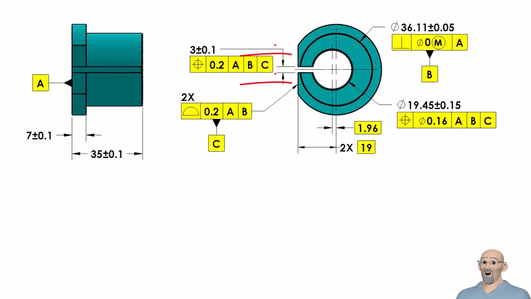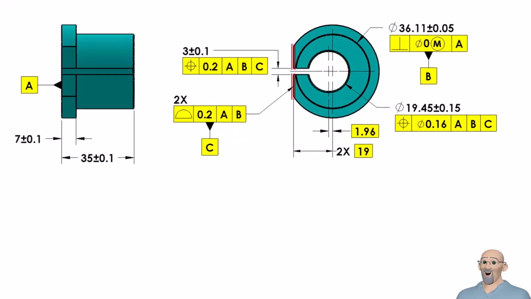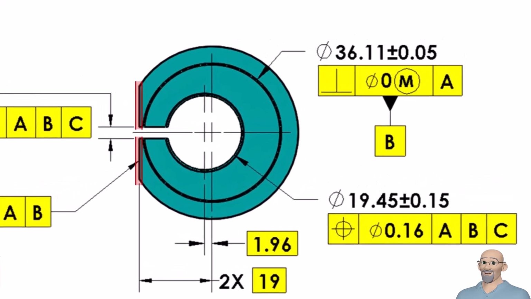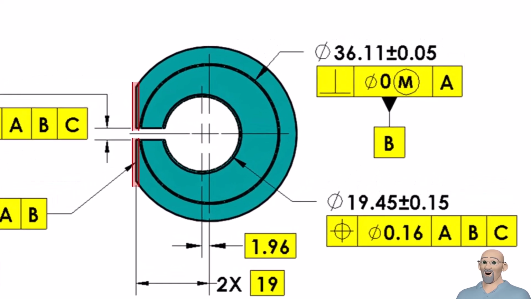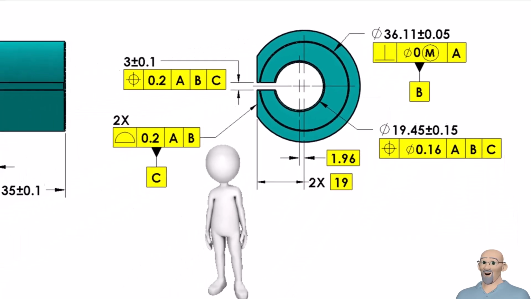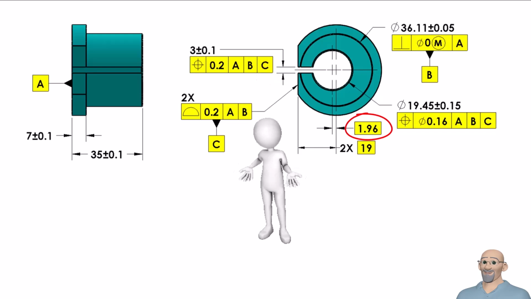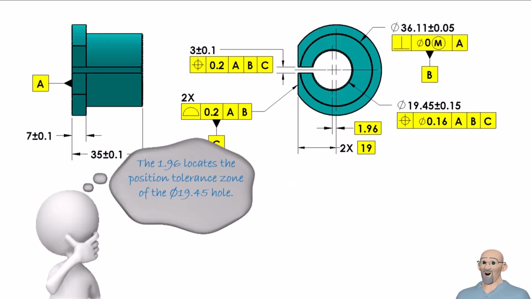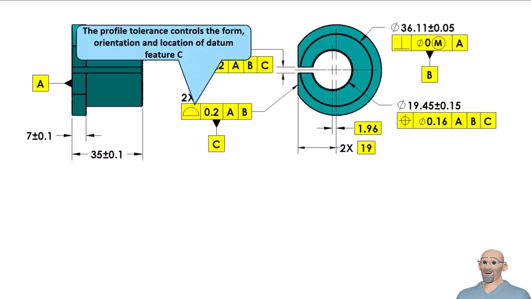The two planar surfaces that are datum features C are then controlled using this profile of a surface tolerance relative to the datum reference frame AB. The two planar surfaces must both be within their tolerance zone of thickness 0.2 millimeters. We should note that the tolerance zones for the two planar features are related, and in this case, both are located by the 19 millimeter basic dimension. If you are wondering why there is a 1.96 basic dimension on the drawing, it is there to locate the position tolerance zone for the diameter 19.45 millimeter hole. The profile tolerance controls the form, orientation, and location of datum feature C.